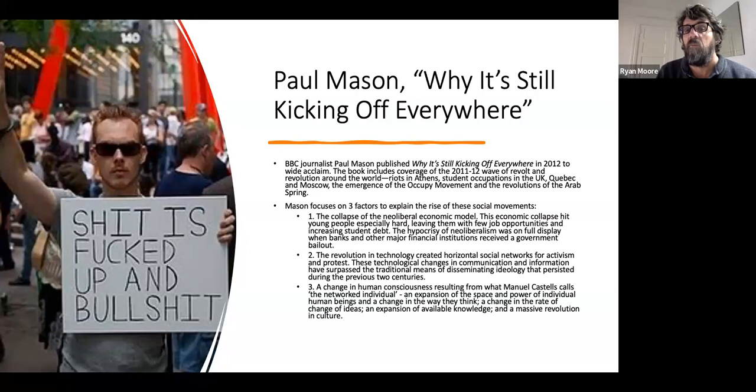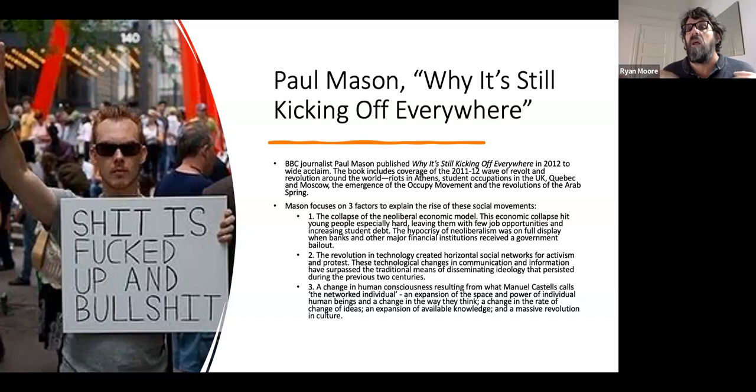And then finally, he focuses on what he calls a change in human consciousness, resulting from what Castells had called the networked individual. That is an expansion of the space and power of individual human beings and a change in the way they think, a change in the rate of ideas, an expansion of available knowledge, and a massive revolution in culture. So again, like Castells had talked about in his books on the information age, these economic and technological changes come together to produce a change in culture, a change in consciousness, a new kind of individual.